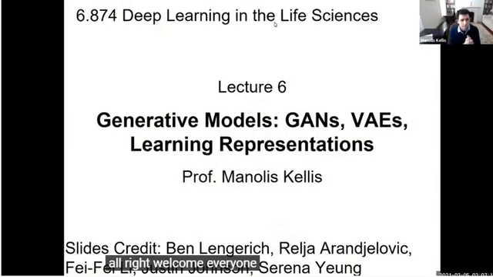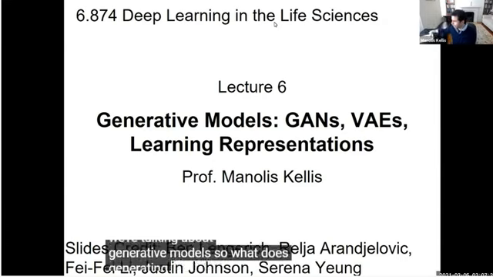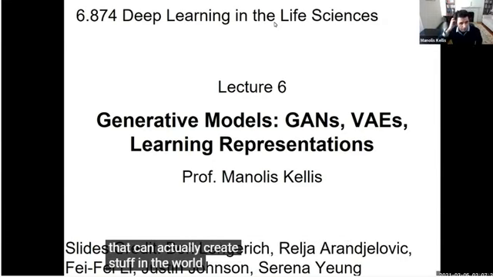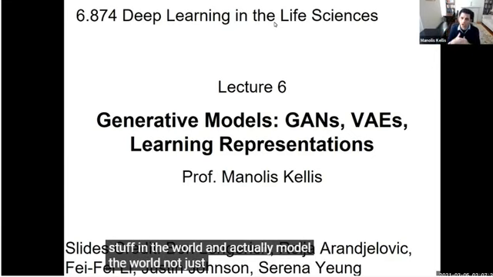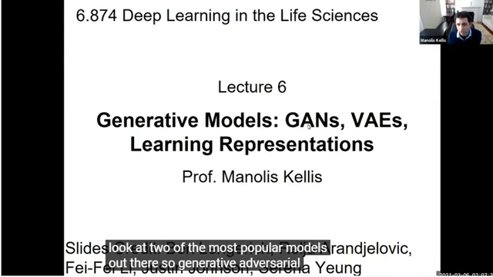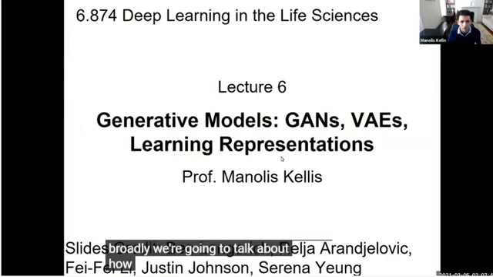All right, welcome everyone. So today we're talking about generative models. So what does generative models mean? These are models that can actually create stuff in the world and actually model the world, not just discriminate, but actually generate. So we're going to look at two of the most popular models out there: generative adversarial networks and variational autoencoders. And more broadly, we're going to talk about how do models learn representations.